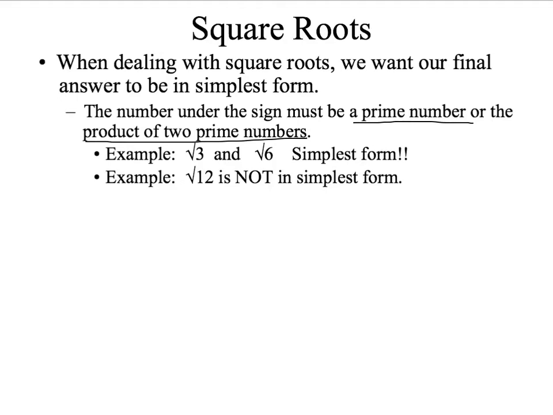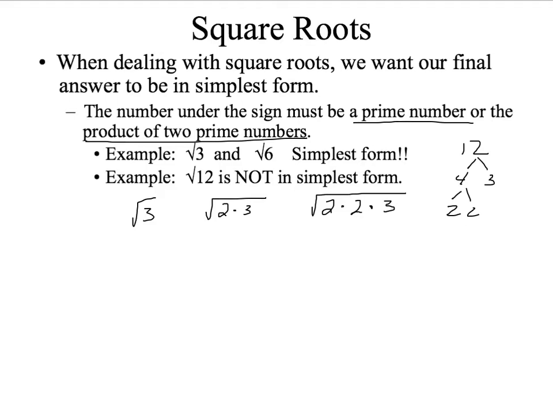So, like square root of 3 and square root of 6, those are in simplest form, because square root of 3 is prime, and square root of 6 is just square root of 2 times 3, because 2 times 3 is 6. Now, square root of 12 is not in simplest form, and let's look at why. Square root of 12, if I break 12 down into a number tree, I get 4 times 3. 4 is 2 times 2. So square root of 12 is actually square root of 2 times 2 times 3. Well, what's the square root of 2 times 2? It's just going to be 2.